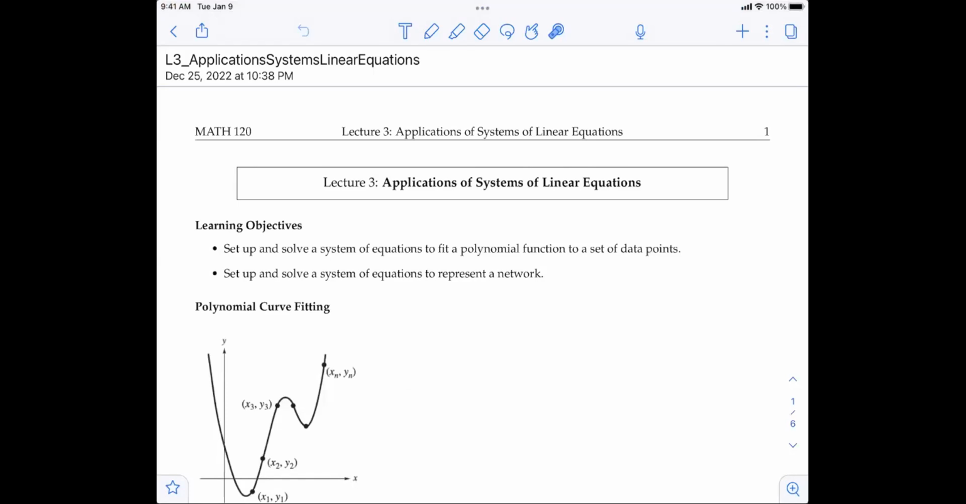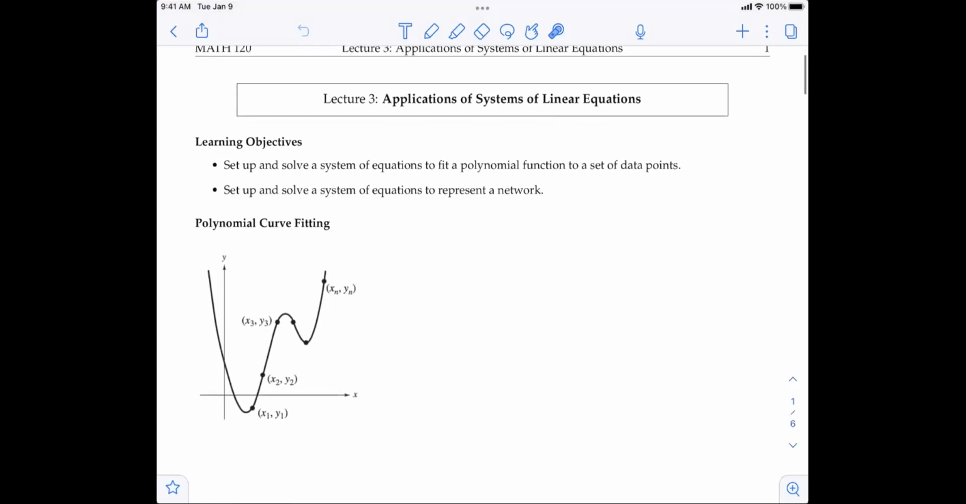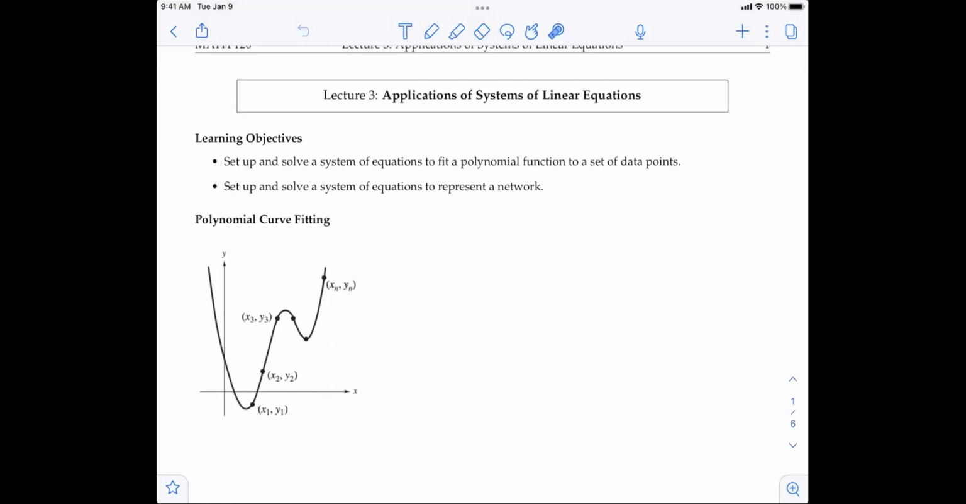Right. So we learned about system of linear equations because there are many applications in real world problems that can be related to system of linear equations. And two of the applications I want to talk about in this lecture is we can use system of linear equations to find the representations of polynomial functions from a set of data points.